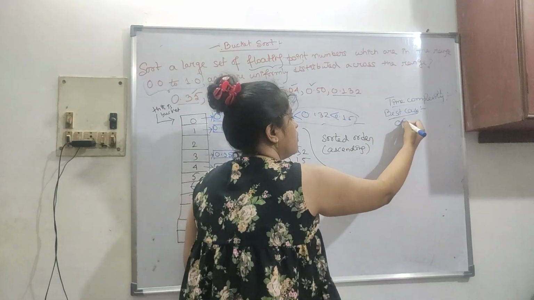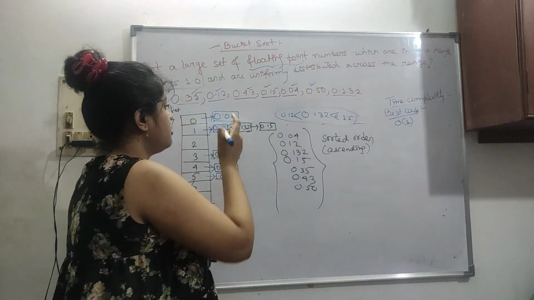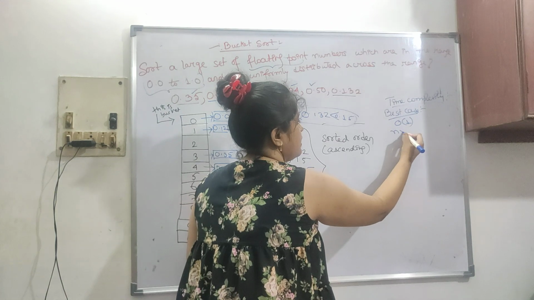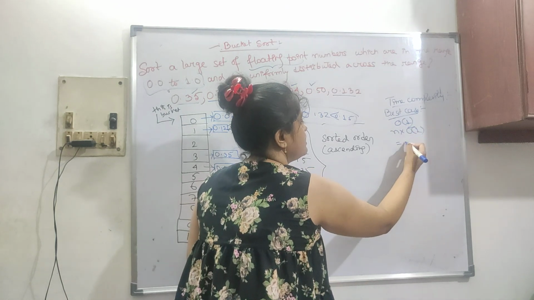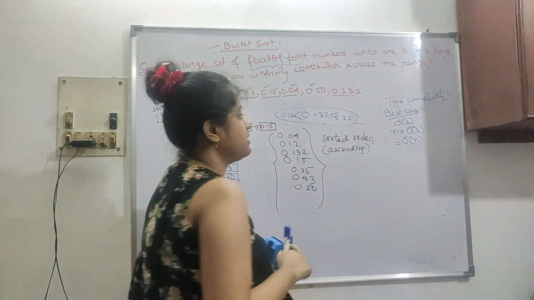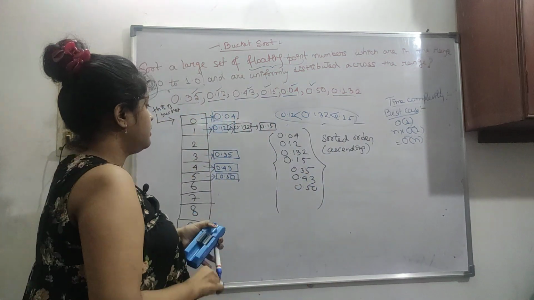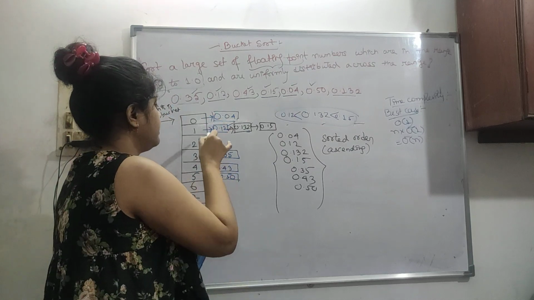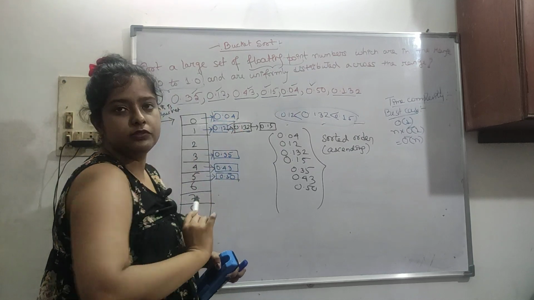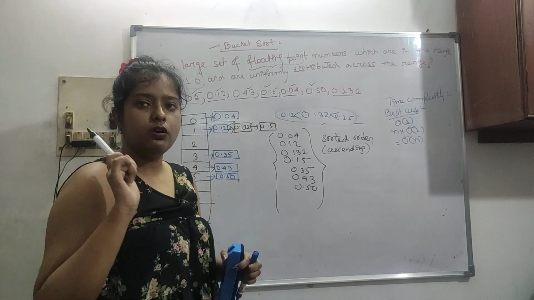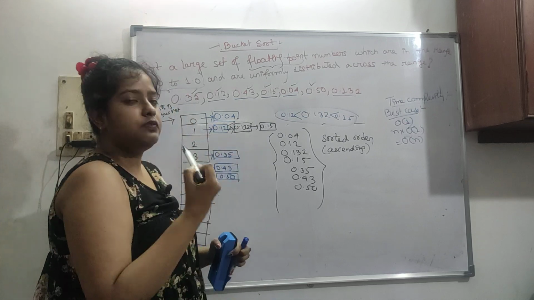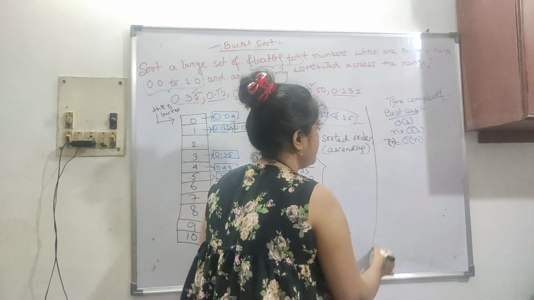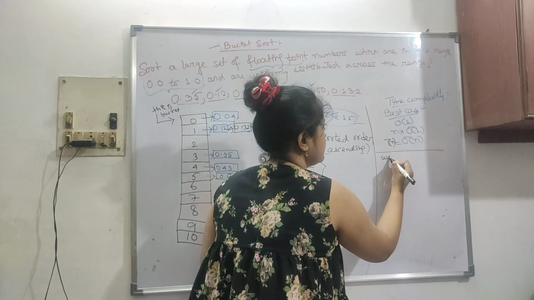So it will take order of 1 time, meaning constant time, for every element. So if there are n elements, n into order of 1, which is order of n. In the base case, every time the element is placed at the first position, which takes order of 1. For n elements it will take order of n. So in this case the time complexity is order of n. Now next is the worst case.